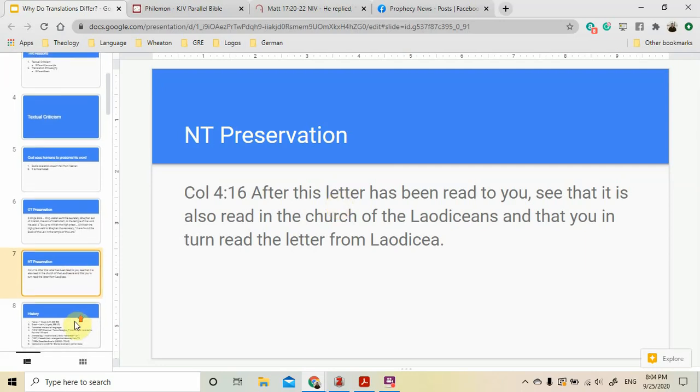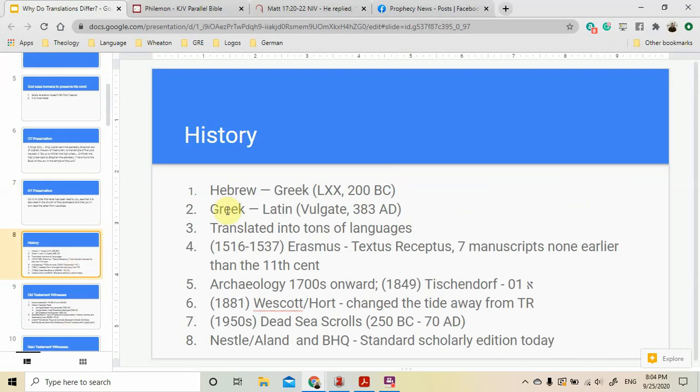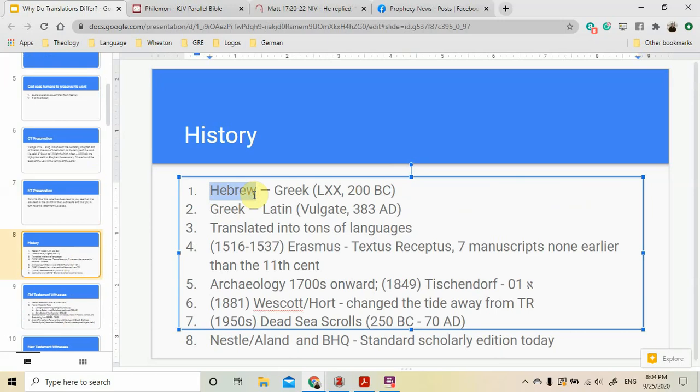Okay, so now looking at the history of all this. The Old Testament was written in Hebrew, and then eventually Hebrew fell out of normal language use, and so no one could understand Hebrew. And so some Jews translated it into Greek early on, around 200-ish BC, and then during the time of the New Testament, Greek was the common language. But over time, Greek was no longer the common language.